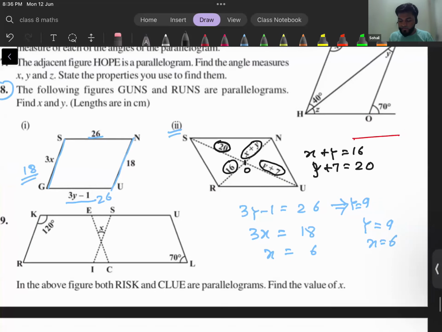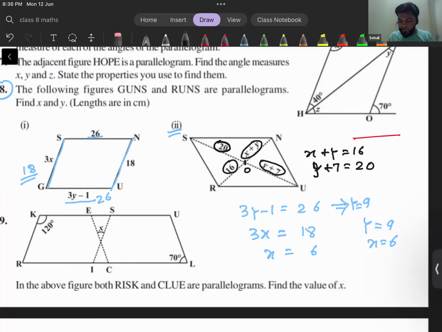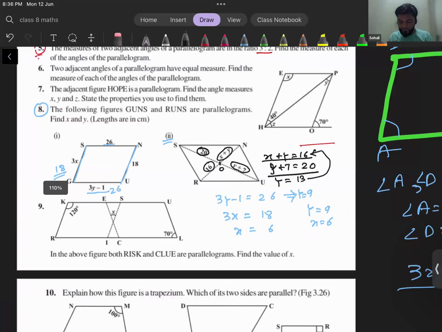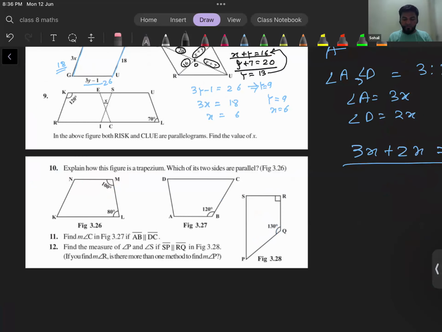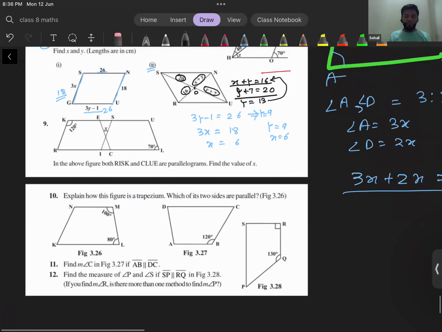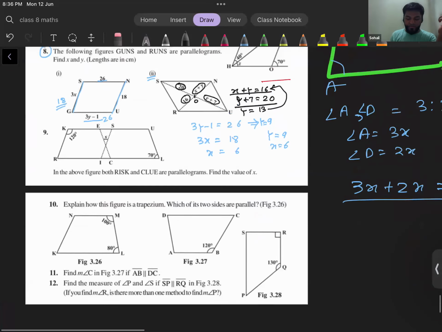So first you will find the value of y from here. That is y equals 20 minus 7, that is 13. Then you will put the value of y in this equation, x plus y. And then you guys will be able to get the answer. So questions are pretty simple, not too tough. I'm hoping that you guys will be able to solve all of them. So that is going to be your task.